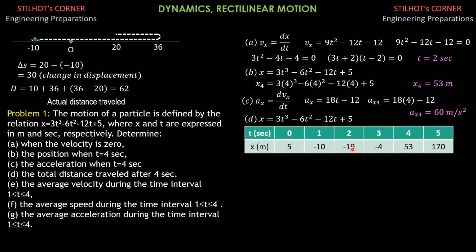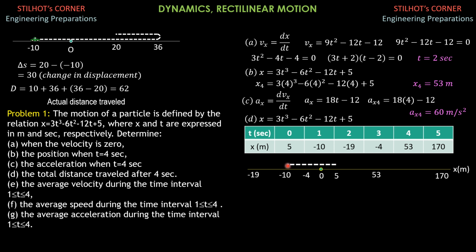When t is 2, negative 19. You just substitute into this equation. When t is 3 seconds, negative 4. When t is 4, 53. We already solved that here. When t is 5, 170, but this is not included, so that we can compute the actual distance traveled. The particle begins at 5 meters. Then after 1 second, it is now at negative 10, meaning the movement of the particle is to the left.